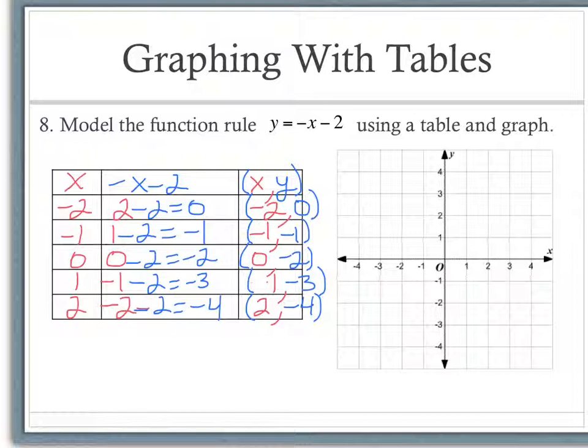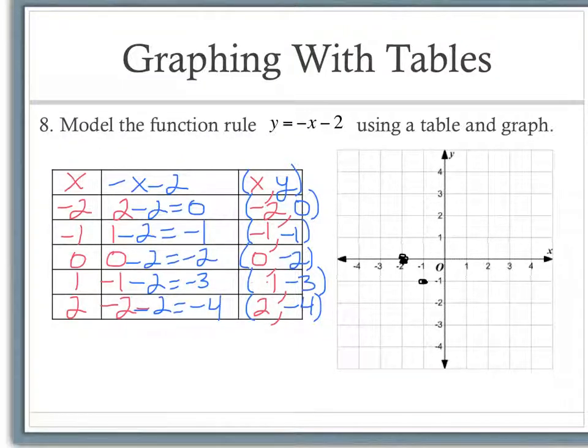Okay, so now that we have all our coordinates, we're going to go ahead and graph our line. So let's see, we have negative 2, 0, our first point. Starting at the origin, go left 2, and we're not going to move up or down. So our first coordinate is on the x-axis. Next one, negative 1, negative 1, so left 1 and down 1.